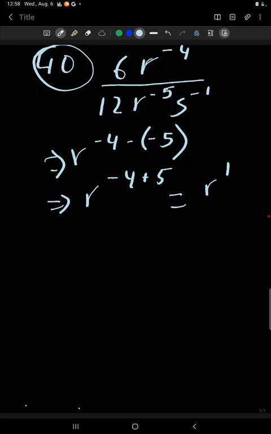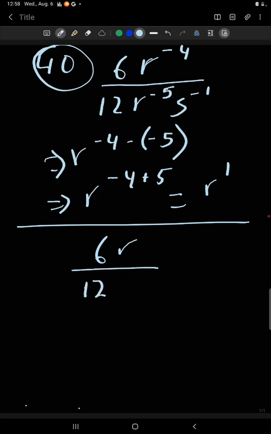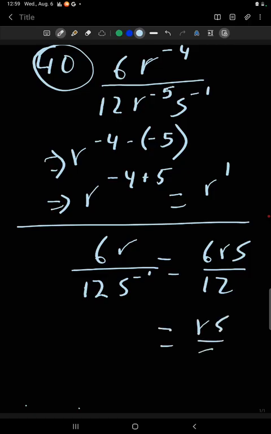So the r's are done, they yield just r, and so we're left with 6r divided by 12 s to the power minus 1. And once again, because of the negative power in the s, it's going to be 6rs divided by 12. And of course 6 is divisible by 12, so we're going to have, in fact, rs divided by 2. That's our cleaned up answer here for number 40.